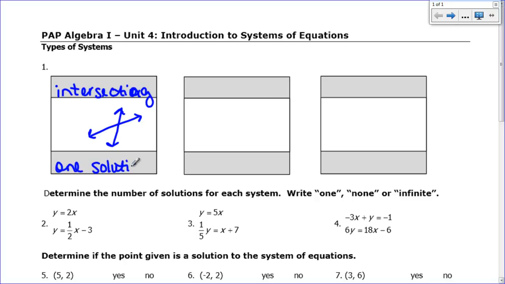The thing to know about lines that have one solution is that they are going to have different slopes. If their slopes are different, they will intersect for sure, and so they will have one solution.